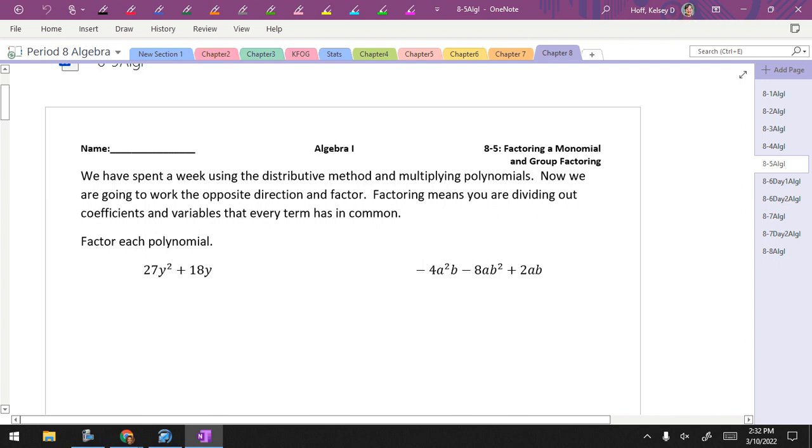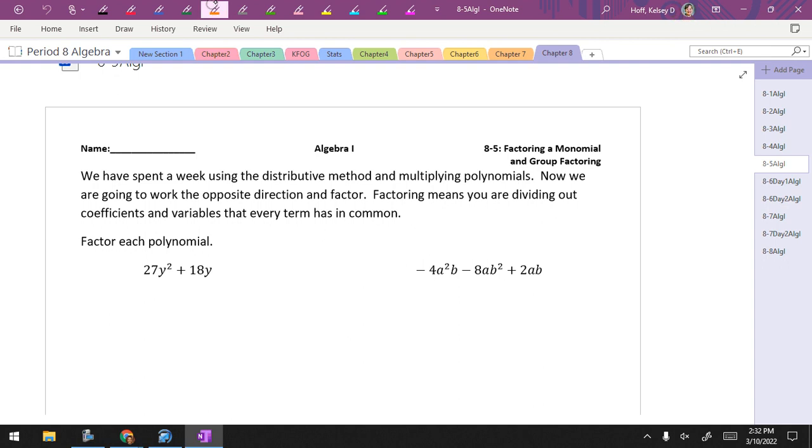Today we're going to flip a switch. For the past week, we spent using the distributive method and multiplying it through. And now we're going to work in the opposite direction. So what you were giving me before as the answers are what I'm going to give you to start with. And we're going to factor them.